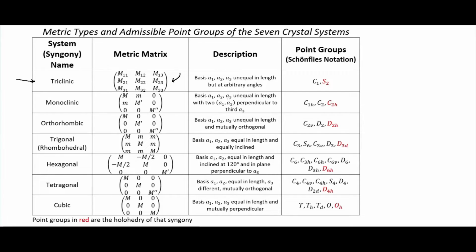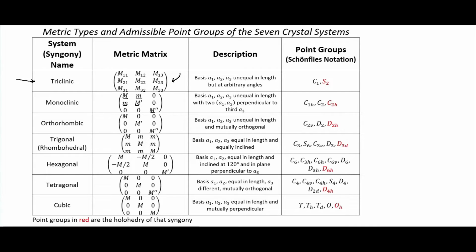And so to show that they are unequal in length, we have M here, and then M prime, then M double prime in the lower corner there. And so the diagonals on the matrix tell us about the length of these bases, and then the off diagonals tell us about the angles. And so because the first two have to be perpendicular to the third, we have these small m's in these two off diagonals here.